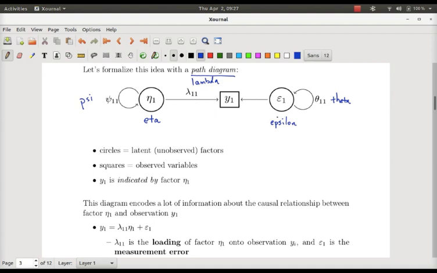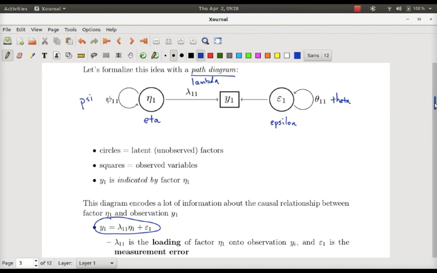So the relationship you're seeing here is that y1 is indicated by eta 1. This is a factor that causes variation in some observed variable. Now this diagram is encoding more than just that causal relationship. It's also encoding some error, and particularly an effect of this factor on y1. And the equation for that effect is given right down here. This says that y1 is equal to lambda 1 times eta 1 plus epsilon 1.